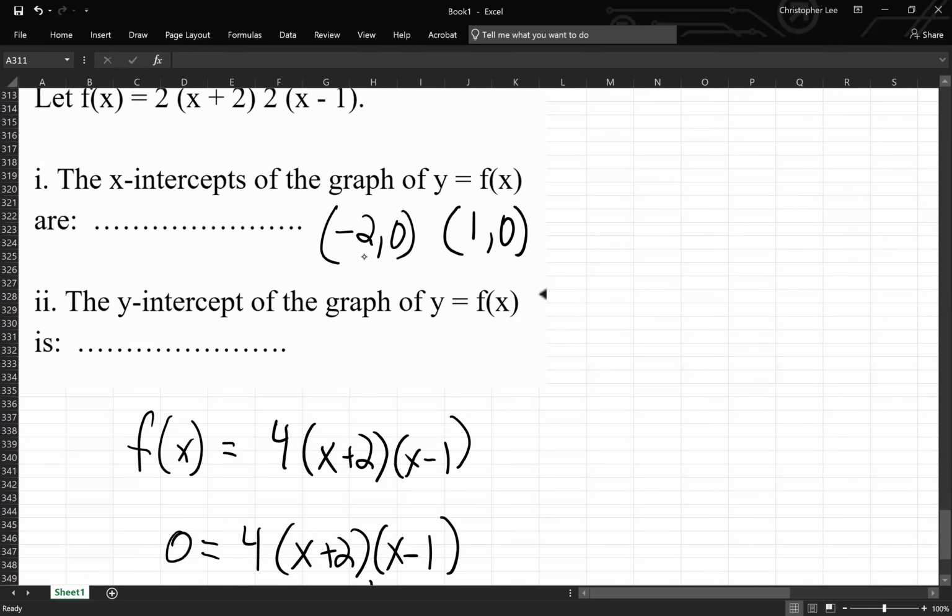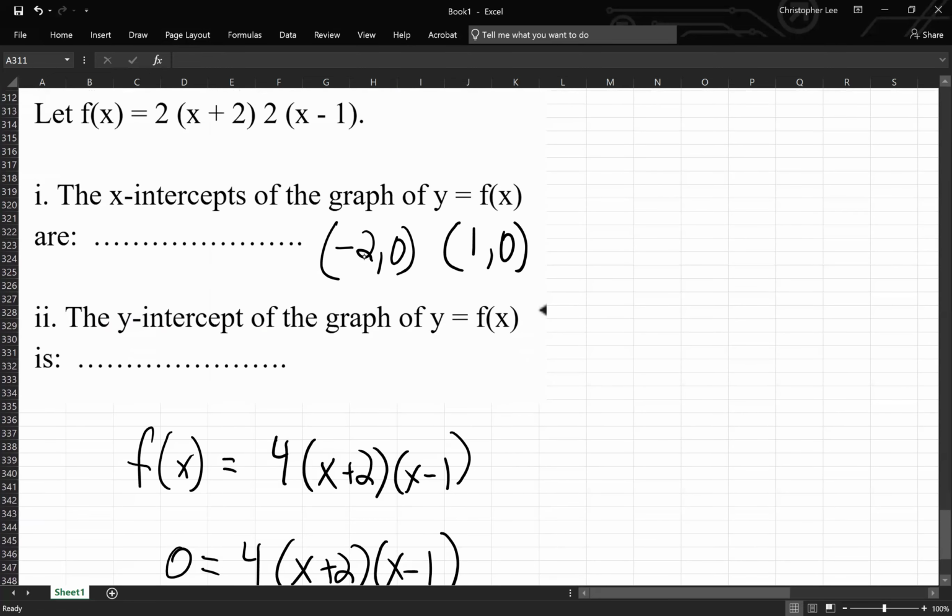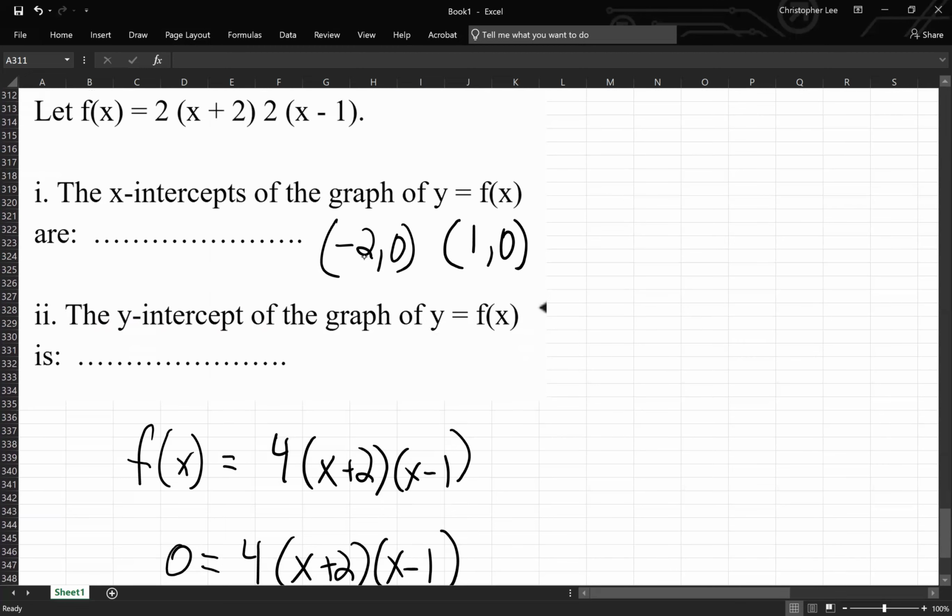Then we want to find our y-intercept. The y-intercept is where the graph crosses the y-axis when x equals 0, right? Sorry about that. So I want to know what is f of 0, essentially, right?